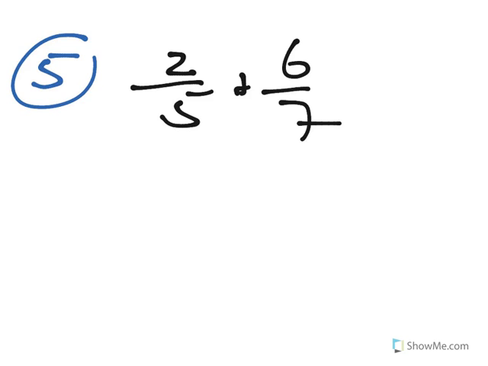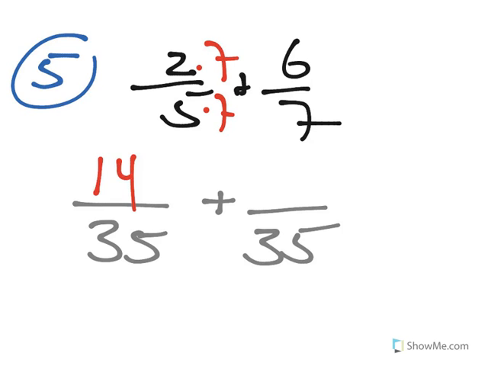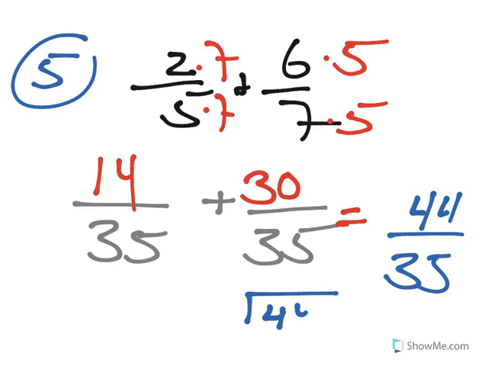Okay, number 5 was 2/5 plus 6/7. I have to find a common denominator, which I chose 35. So I know that 5 times 7 is 35, so 2 times 7 is 14, equivalent fractions. 7 times 5 is 35, so 6 times 5 is 30. Equivalent fractions. Now that I got the same denominator, I can go ahead and add. 14 plus 30 is 44. 44 over 35 is an improper fraction.